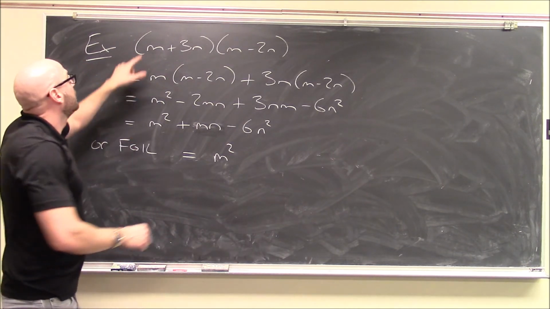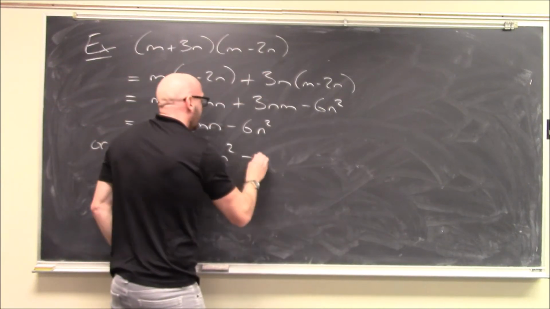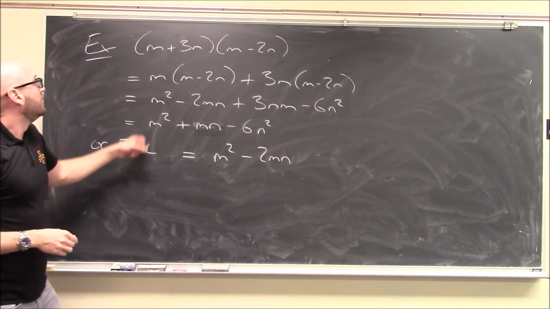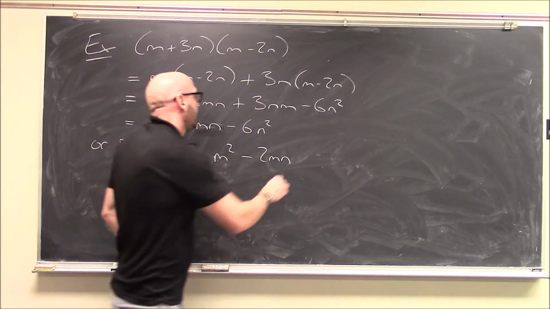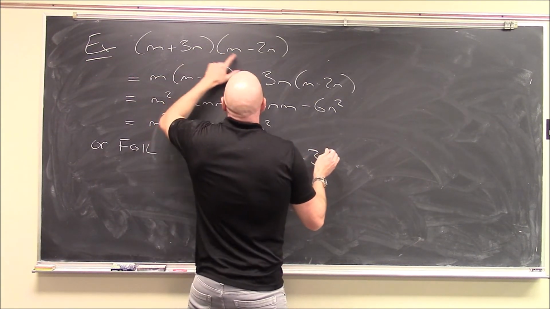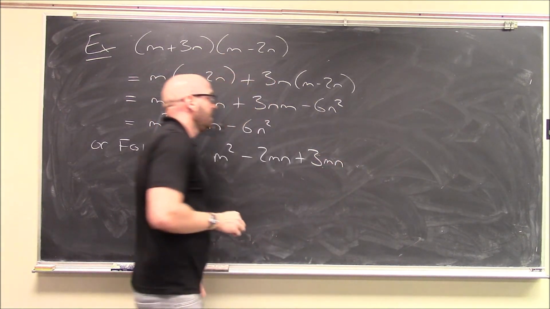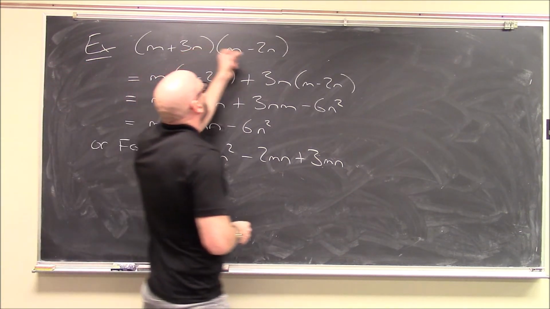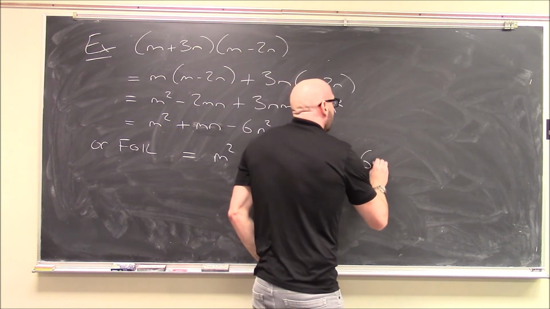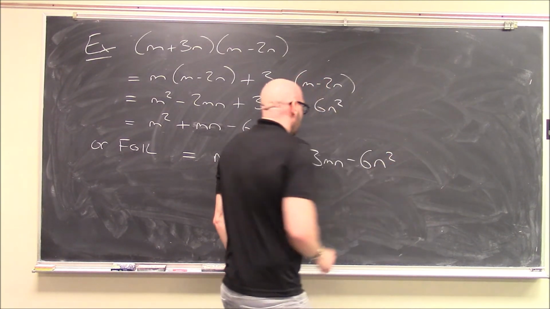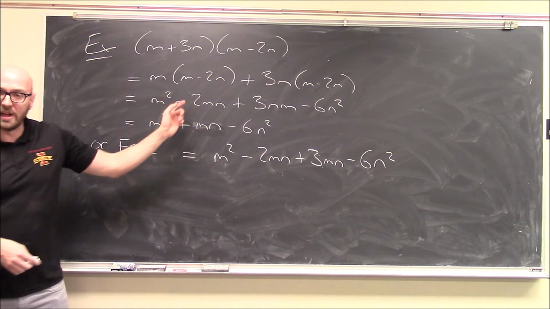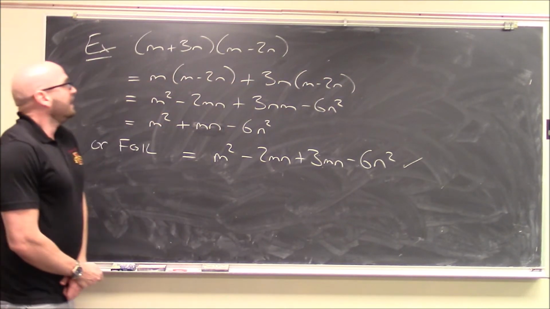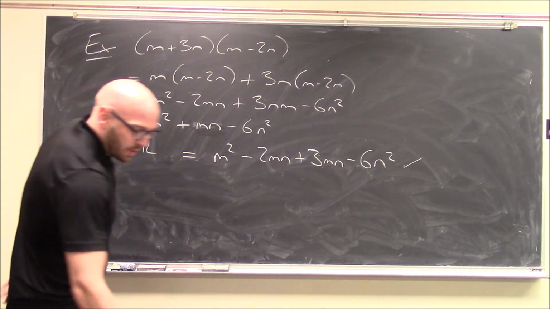multiply the outside terms together, so m times minus 2n is minus 2m times n. The inside terms, 3n times m, so plus 3n times m, so I'll write this mn. And then L for last, multiply the last terms together. 3n times minus 2n is minus 6n squared. And that's of course exactly what we have above, once you group the like terms together. So with binomials, yeah, you can FOIL, no problem.